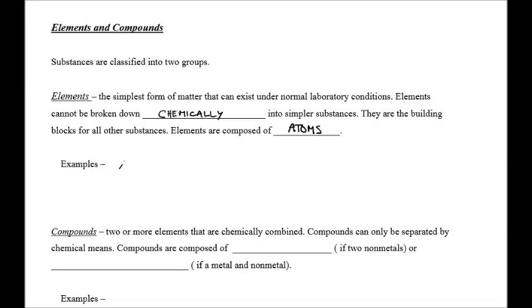Examples are gold, silver, mercury, helium, anything on the periodic table.